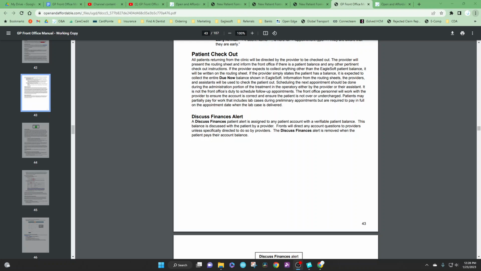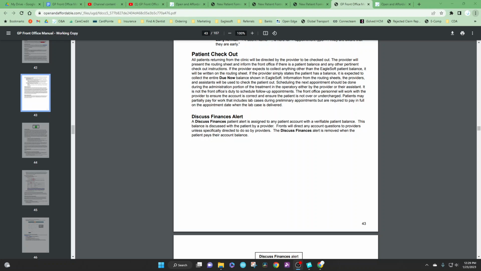When patients have completed their procedure in the clinic, the provider, the hygienist or the doctor, will take their routing sheet and will usually be making notes on it about anything that needs to be communicated either between the providers or between the providers and the front office. One of the items that might be written on the routing sheet is a difference in the amount that the provider wants the front to collect from the patient.